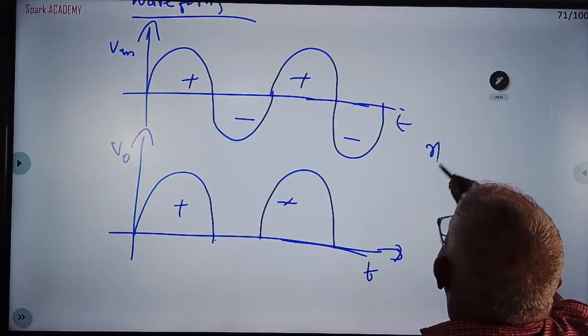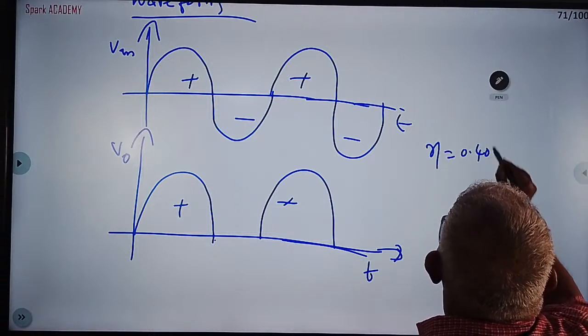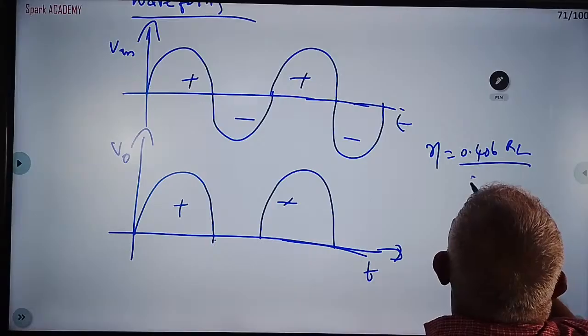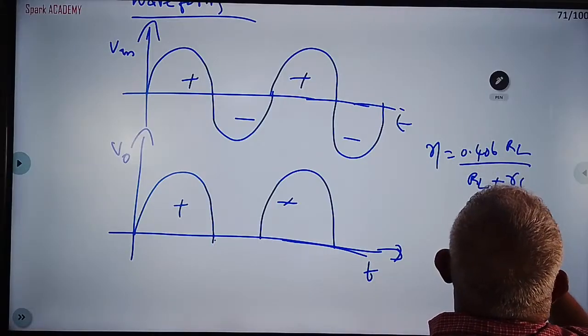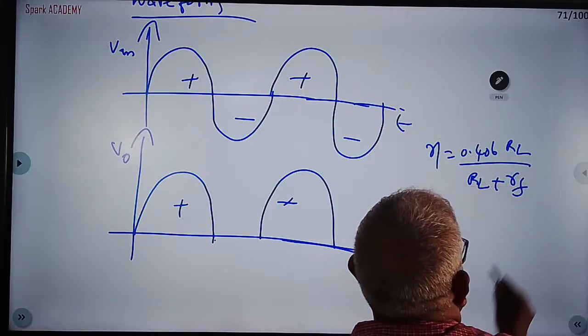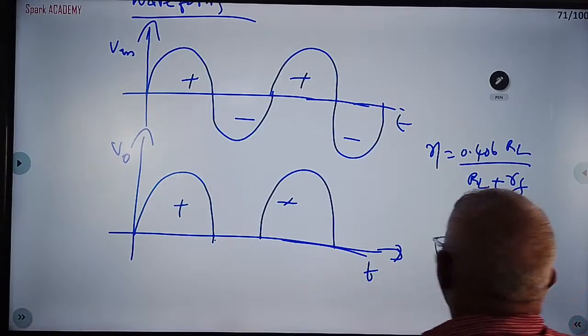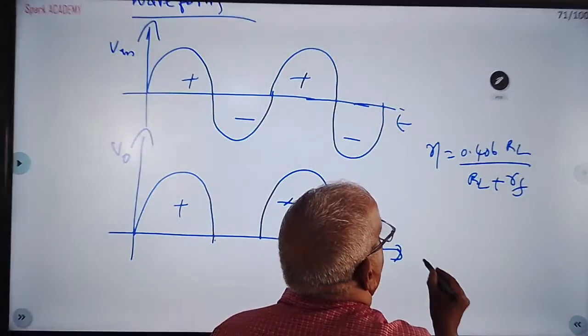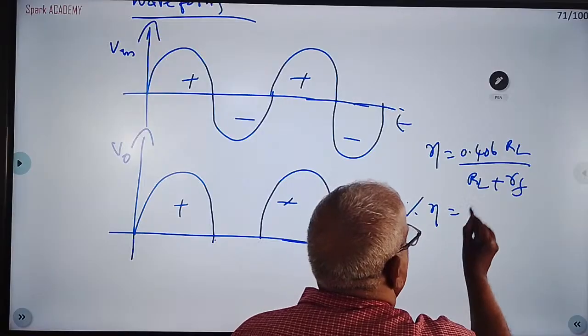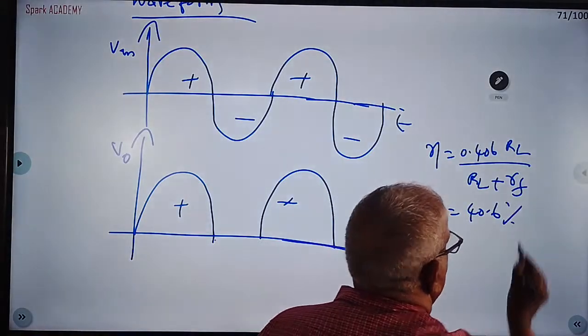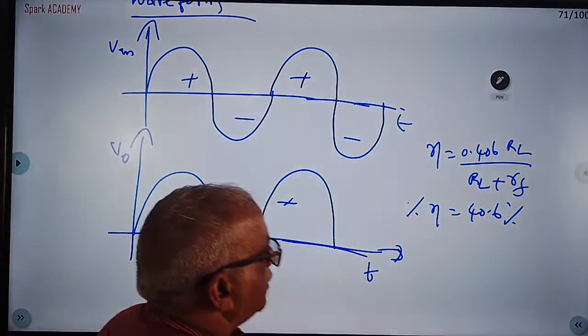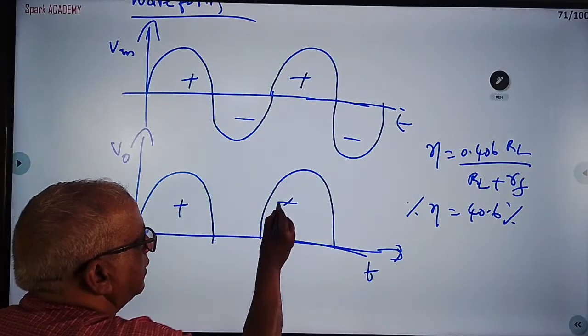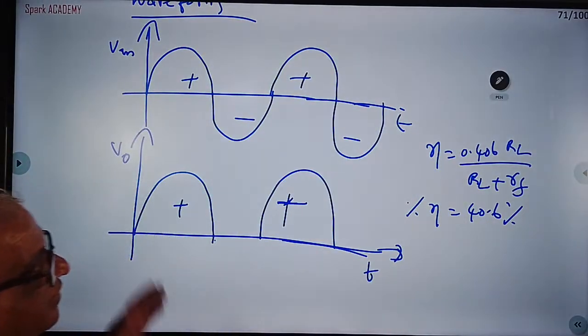What is the efficiency formula? 0.406 RL by RL plus RF. What is RL? Load resistance. What is RF? Diode resistance. So percentage of efficiency is only 40.6%. Output is only 40%. This is pulsating DC, not perfect DC. This is called half-wave rectifier.